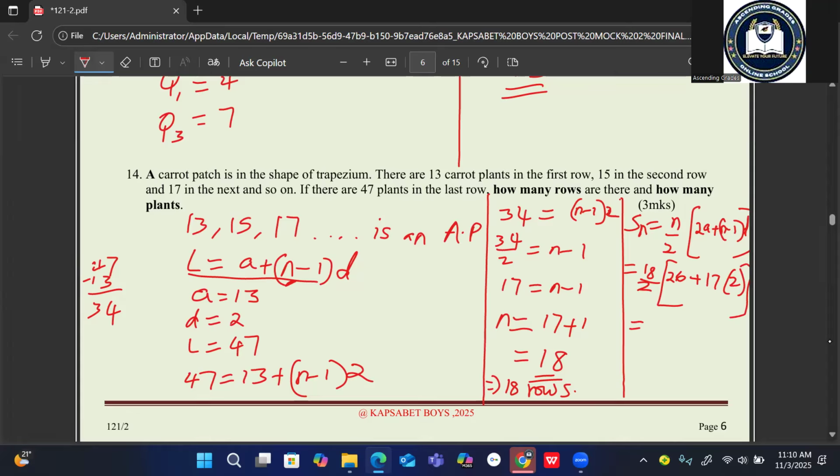So that one becomes 9 times 60. It gives us 540. That is 540 plants. So that is it. From there, we go to the next one.